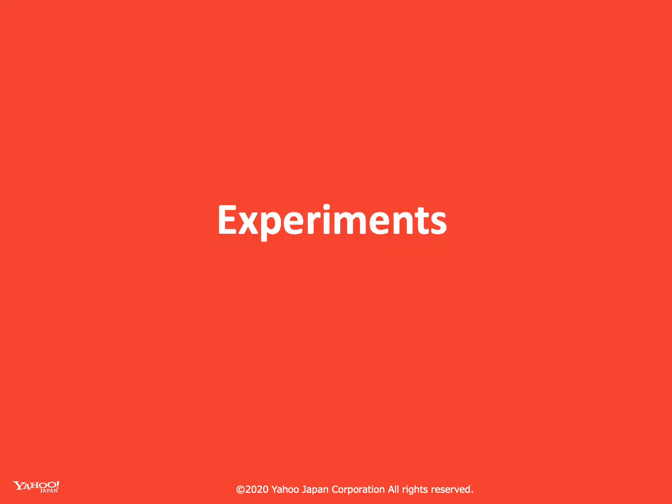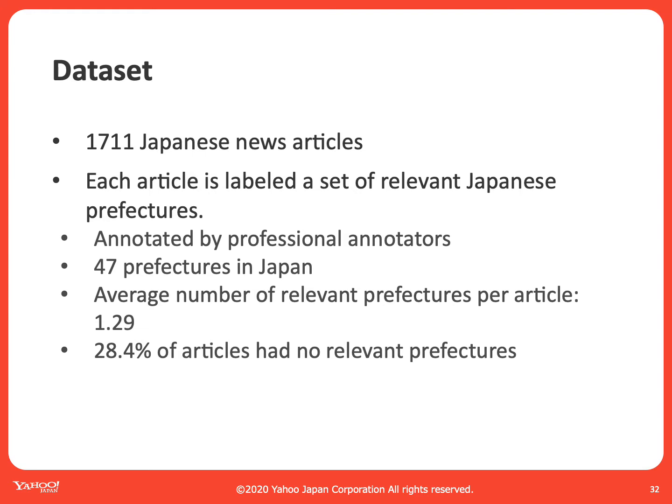We go on to how we evaluated our solution. The dataset for evaluation consists of 1,711 news articles. We asked professional annotators to annotate each article with a set of relevant prefectures. There are 47 prefectures in Japan. Here, we allow multiple prefectures to be labeled on a single article. As a result, each article had 1.29 labels on average, but 28.4% of the articles were annotated to have no relevant prefectures. For these articles, the location prediction method should return an empty set.